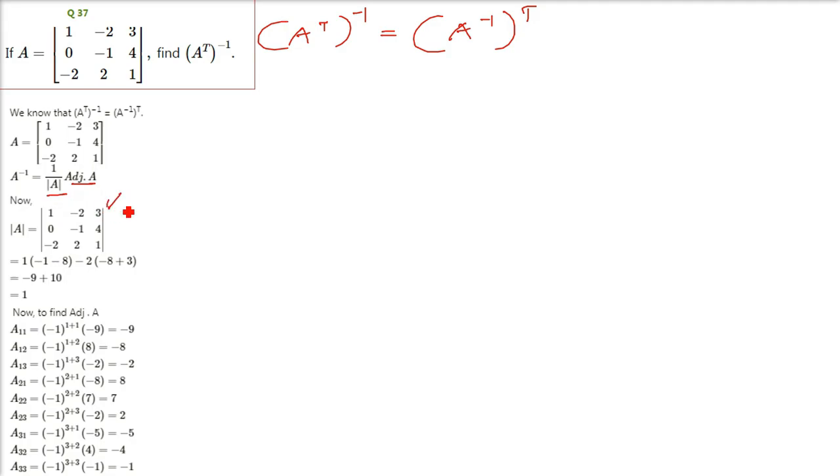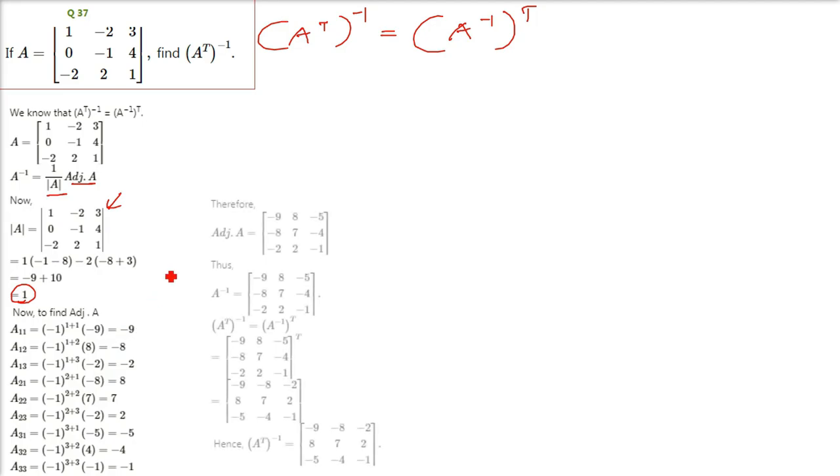What is the adjoint of A? You already know how to find the cofactor matrix, and then you have to divide it by the determinant. That you can find out. Once you have computed A inverse, you just have to take the transpose of it. Then you just have to change the row to column, which I am showing you: this row to column, row to column. And that is going to be your final answer.